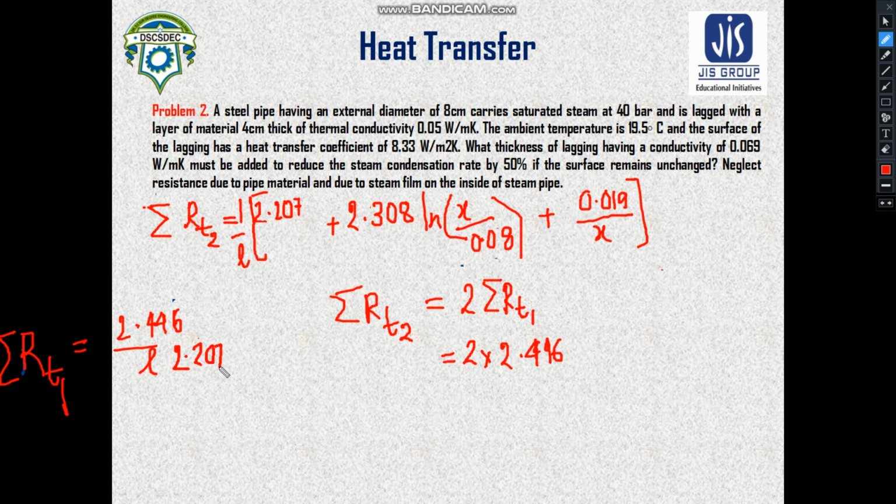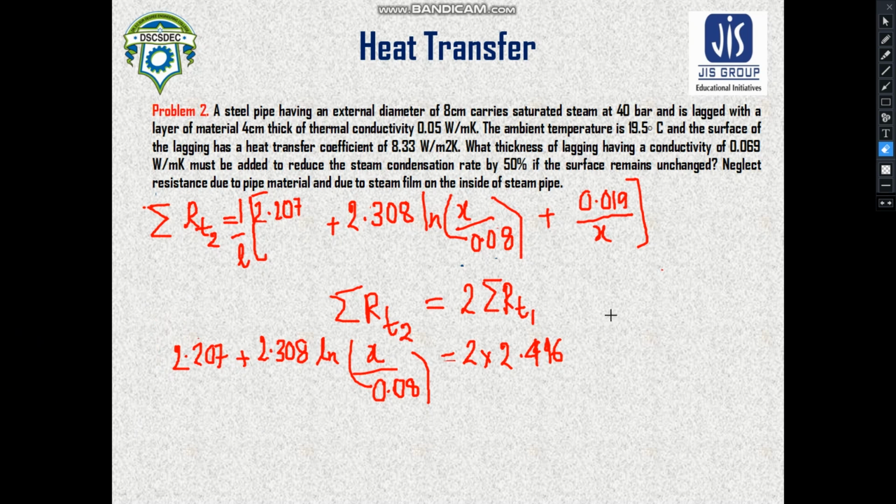2.207 plus 2.308 into ln of x divided by, so I am just writing the thermal resistances for the second case, which is 0.08. I am taking a lot of time regarding this handwriting, but I think that you have almost done your calculations, because I hope that you have understood the logic. So this is the main thing.